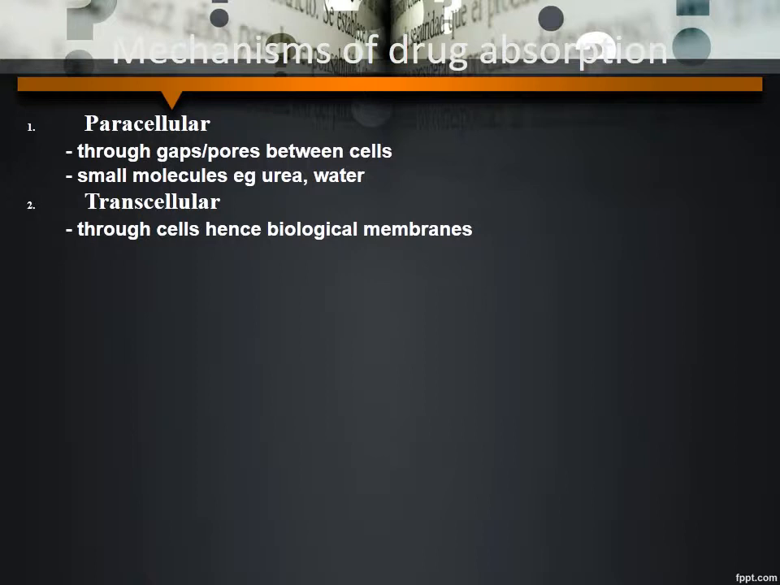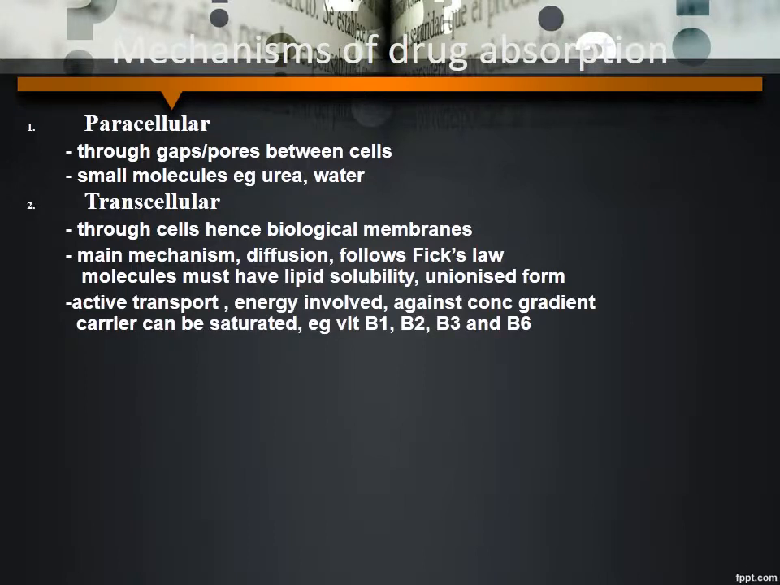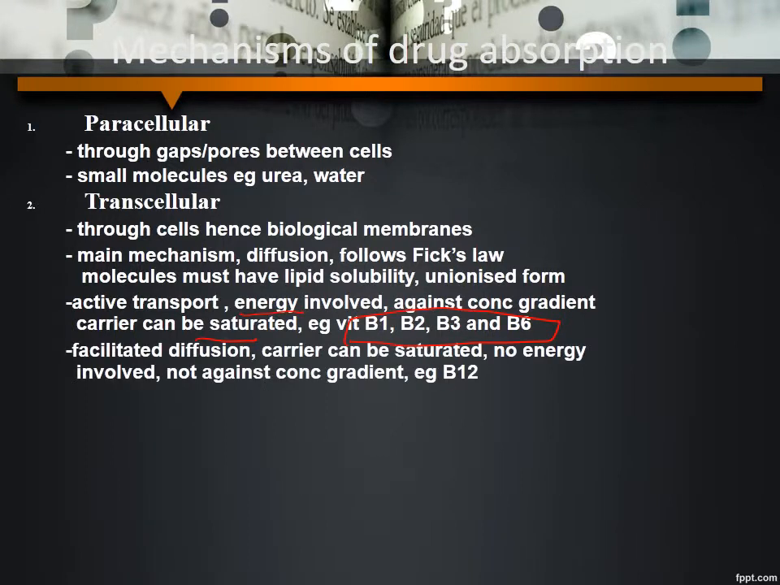So talking about the transcellular, the absorption passing through the cell, hence the biological membrane, and the main mechanism as previously stated. In active transport, energy is involved, and usually they can be saturated. Examples of drugs that pass through using active transport are vitamin B1, B2, B3, B6. Whereas in facilitated diffusion, the carrier can also be saturated, no energy is involved, and it is not against the concentration gradient. One example is B12.